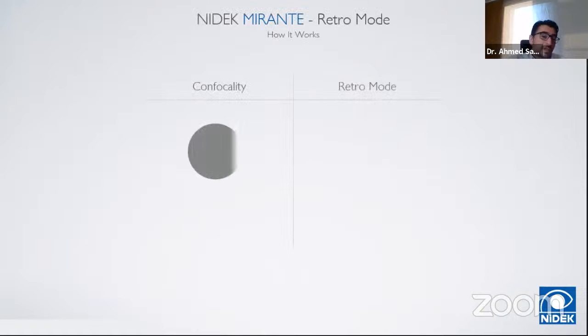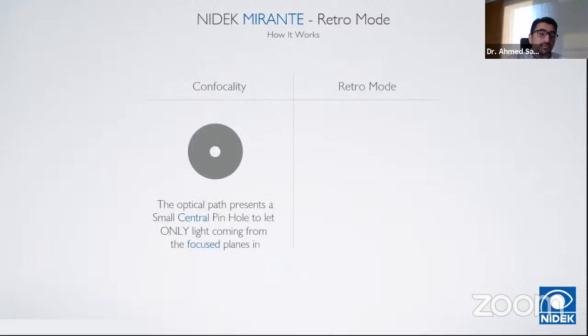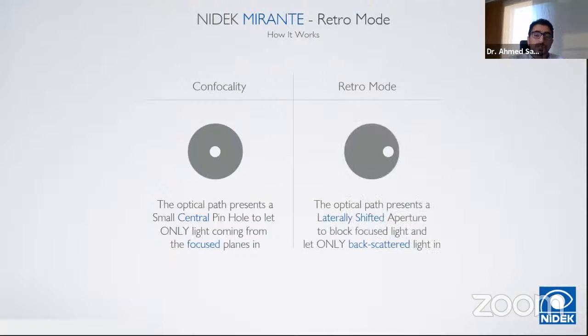To be able to explain to you what retro mode is, I will have to brief you on the difference between confocality and retro mode. Confocality is like, of course, as you all definitely know, the pinholes that you are using in the lenses or the rack of lenses, which depends only on focusing the focused light that is coming from the retina. However, in retro mode, we are avoiding the focused light.